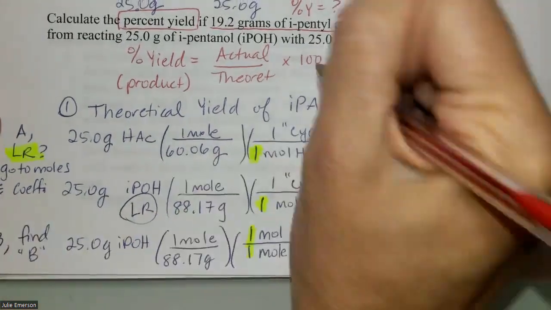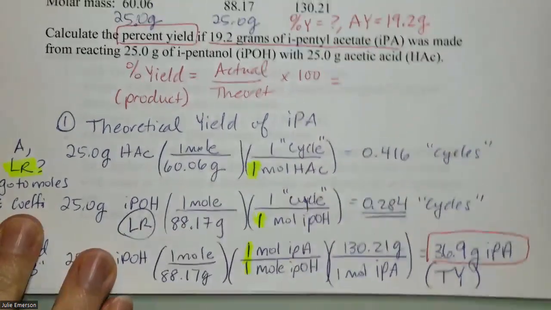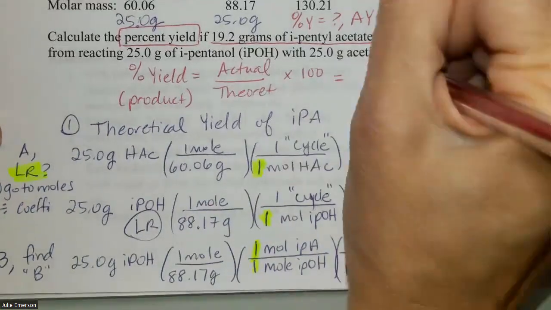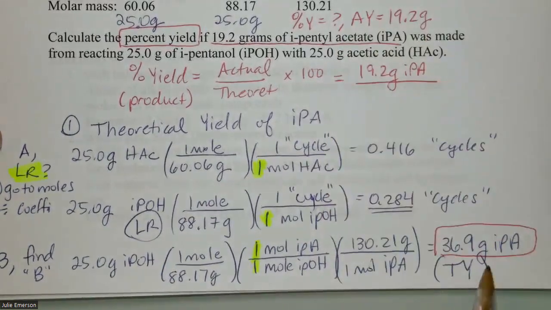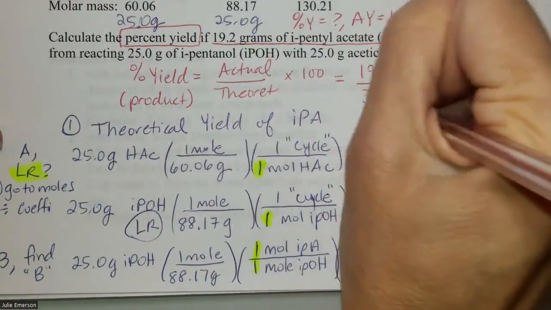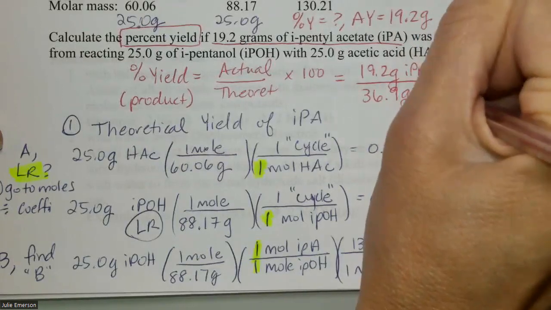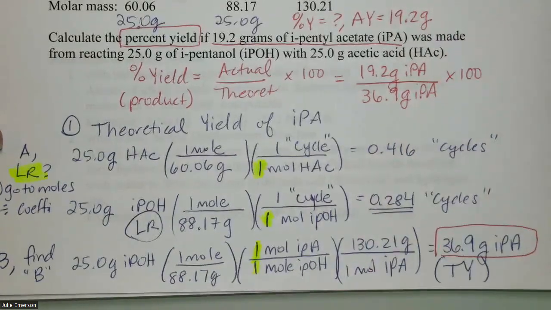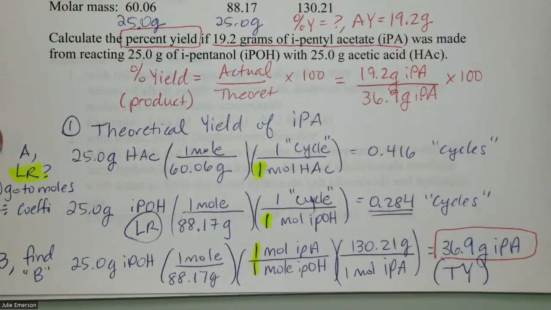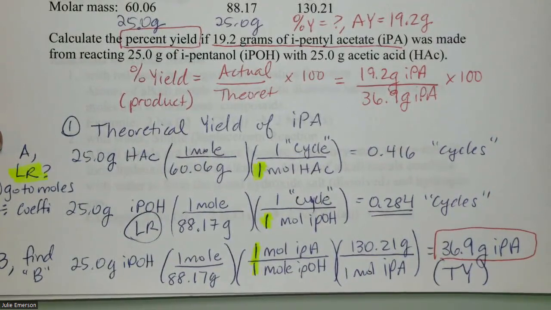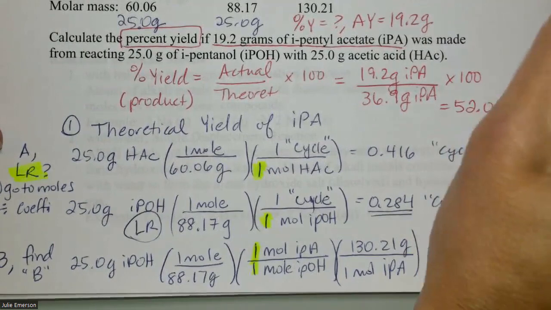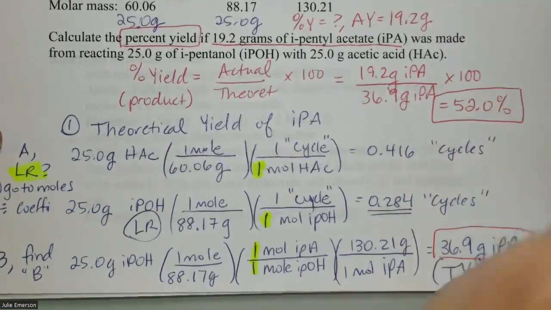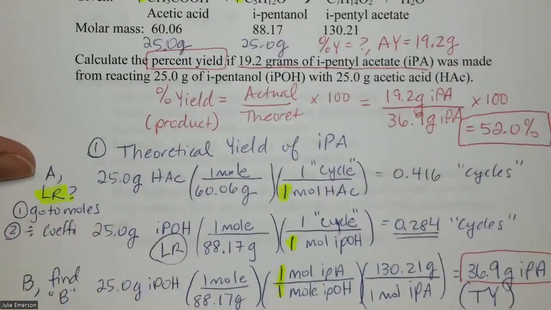Now, after all that, we're not done. Now we go back and ask, what is our percent yield? The actual was given at 19.2. We just figured out a theoretical of 36.9. So we expected 36.9, but we only got 19.2. So that means we had a 52.0% yield.